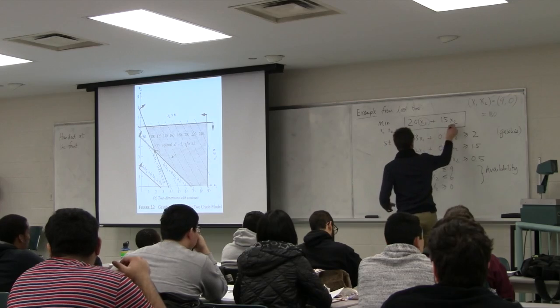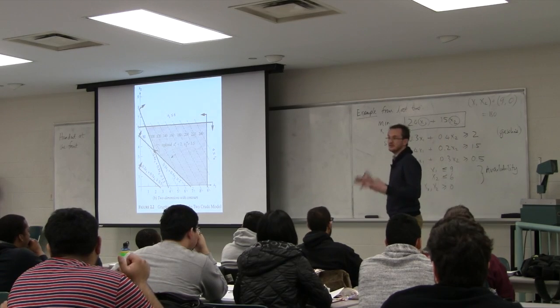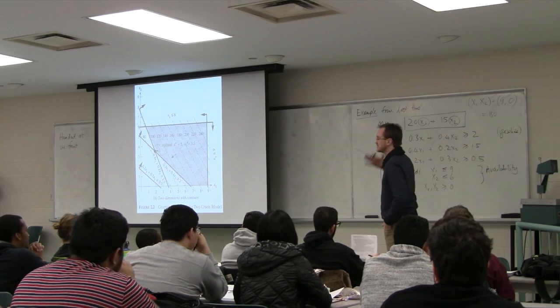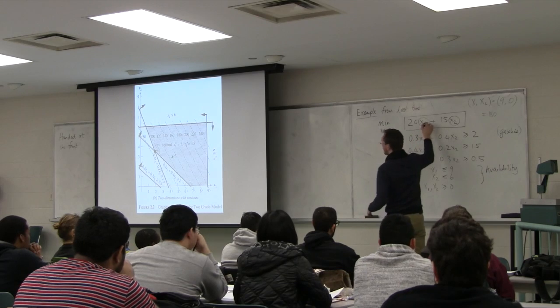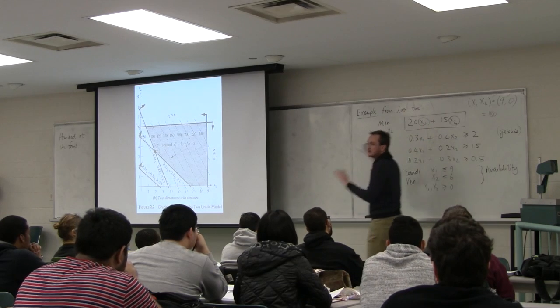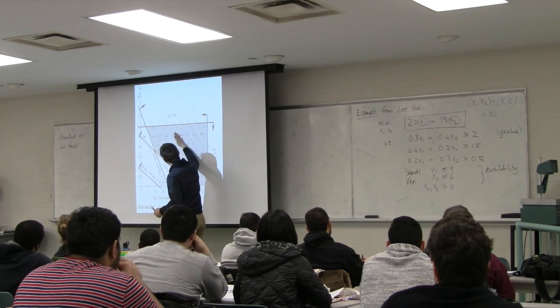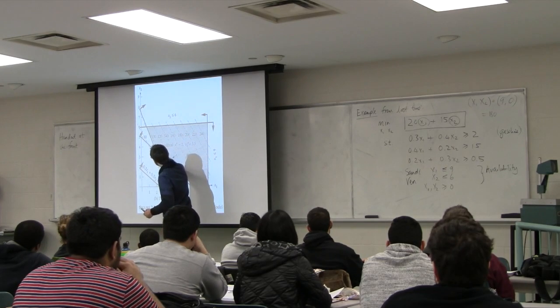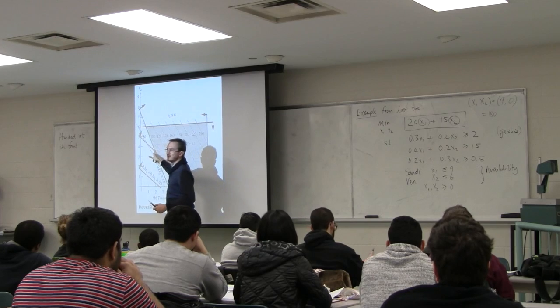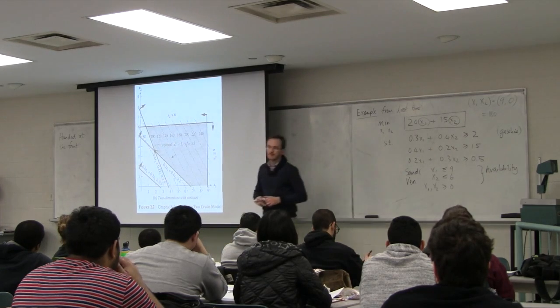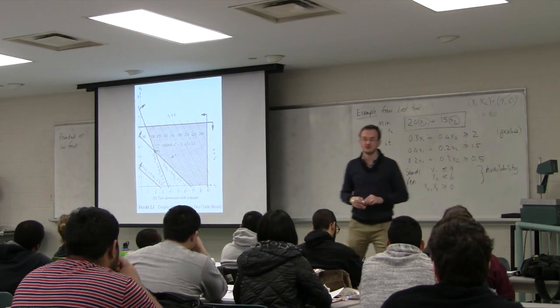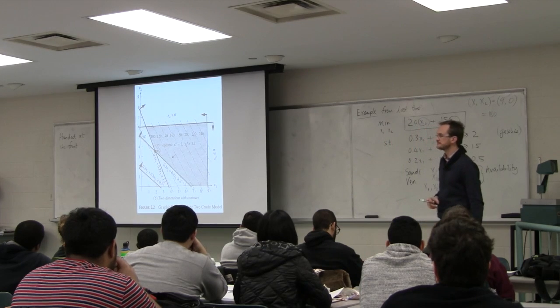If x1 goes up or x2 goes up, that value of the objective function must go up. So we know that we don't want to go to higher and higher x1s and x2s. We want to go to lower and lower x1s and x2s. So we want to head parallel, and we hit our optimum right there at that corner. Okay, so this is a graphical solution to the optimization problem.